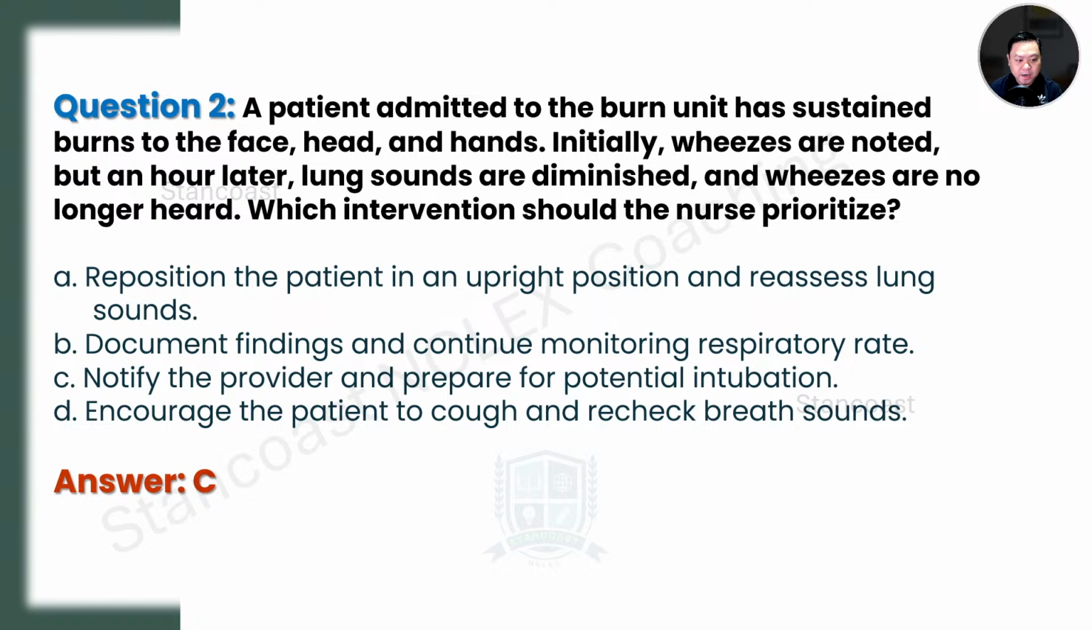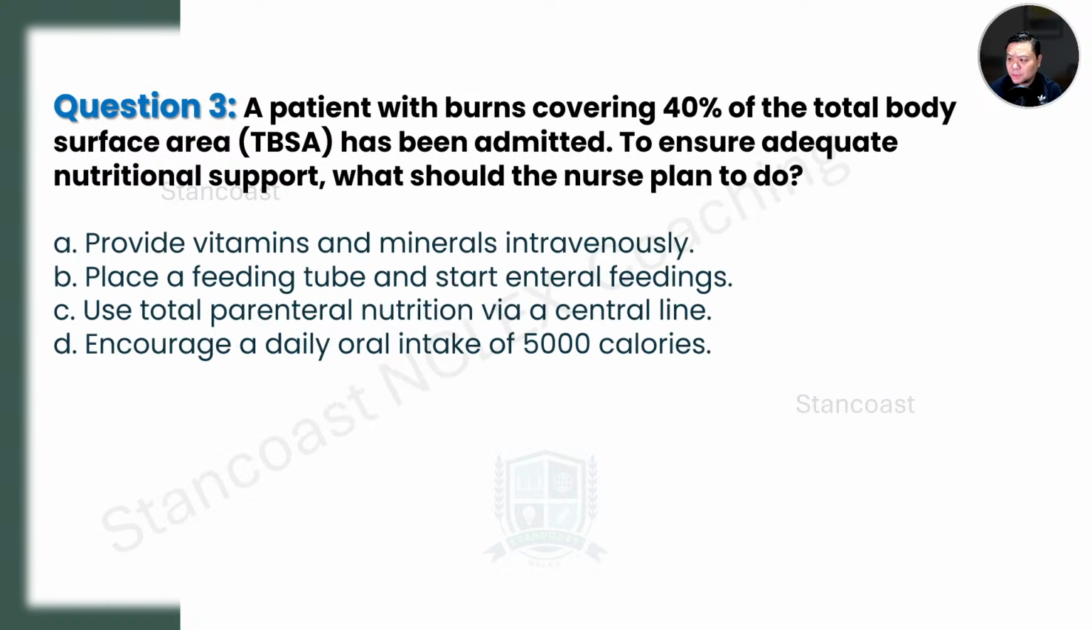Let's have number 3. A patient with burns covering 40% of the total body surface area has been admitted. To ensure adequate nutritional support, what should the nurse plan to do? A. Provide vitamins and minerals intravenously. B. Place a feeding tube and start enteral feedings. C. Use total parenteral nutrition via central line. And D. Encourage a daily oral intake of 5,000 calories.